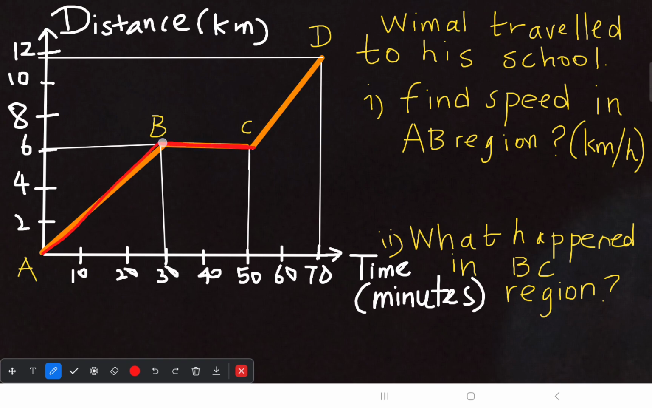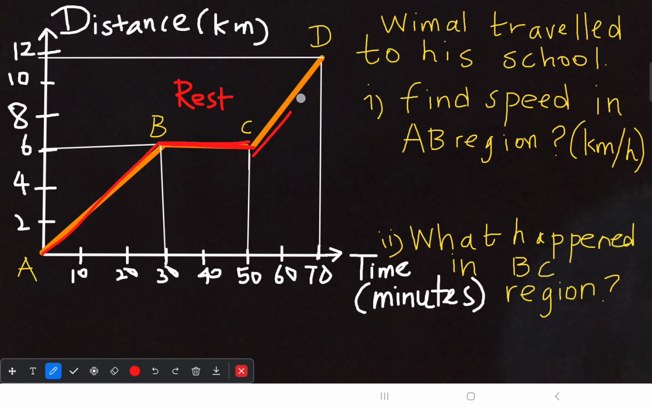Now let's discuss this region. What happened in this region? Here you can see the time is increasing: 30 minutes, 40 minutes, 50 minutes. But the distance he traveled does not change. So in this place, he is at rest, because the time is increasing, but the distance he traveled does not increase.